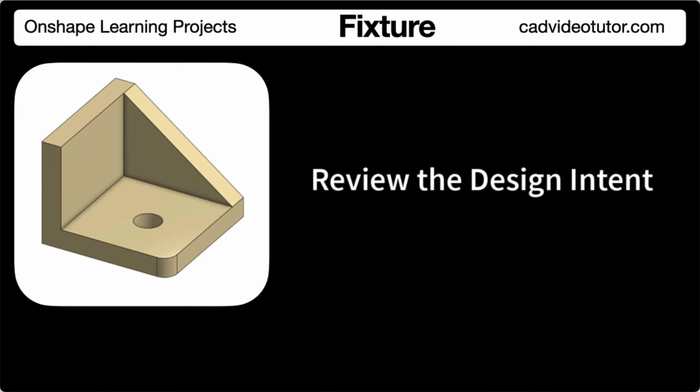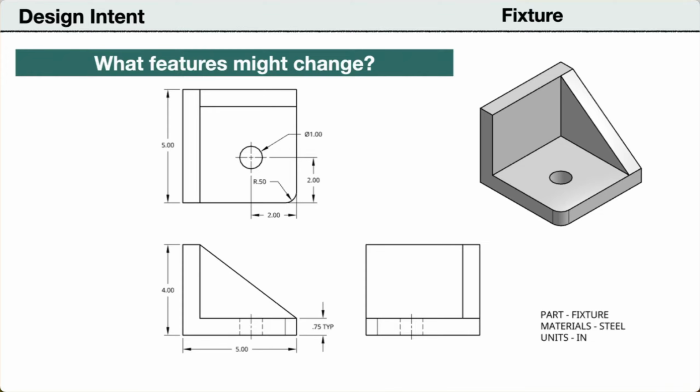Before we model the part in Onshape, we have to establish our design intent. For this project, we intend our model to be flexible to possible design changes and be able to update without errors. First, we must identify any specifications that might need to be changed or revised during the design process. In this case, we may need to increase the length or the width.